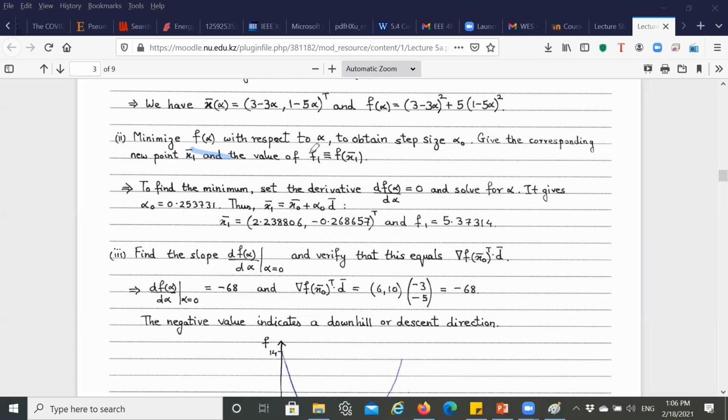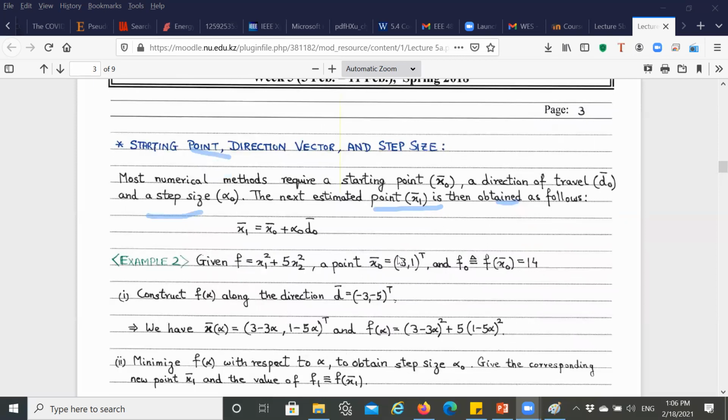So basically we have to take the derivative of this because we want to find the minimum. Take the derivative with respect to alpha, equate it to 0 and solve for alpha. It would give me alpha to be 0.25. Therefore my new point would be x1 is equal to x naught, which we already had in the beginning.